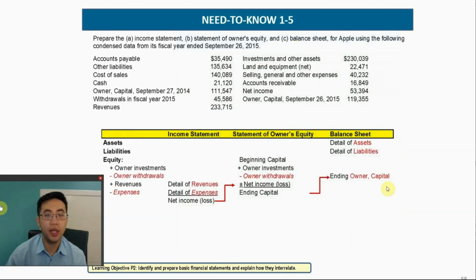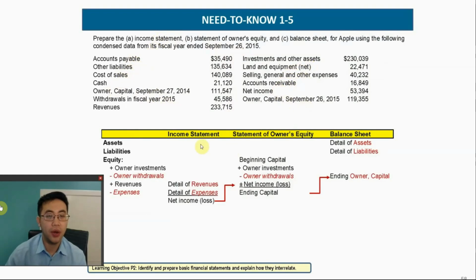And here is an example. Well, you can do it by yourself. So right here, you have the company's accounts payable, other liabilities, cost of sales, cash, owner's equity, and withdrawals, and investment and other assets, land and equipment, and selling, general and other expenses. And you also have accounts receivable, net income, and so on and so forth.